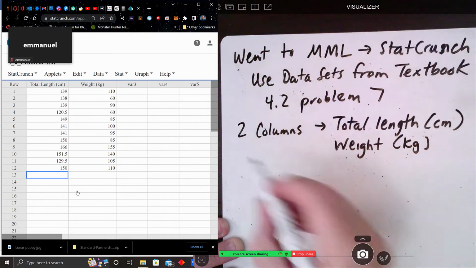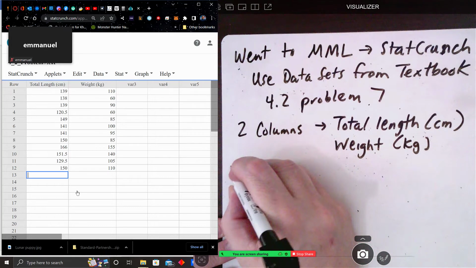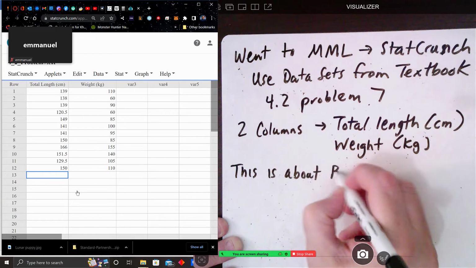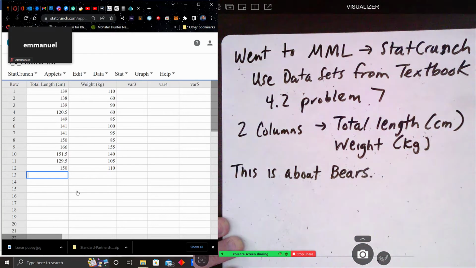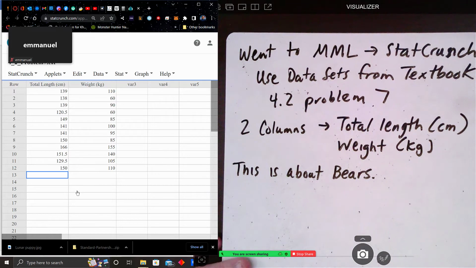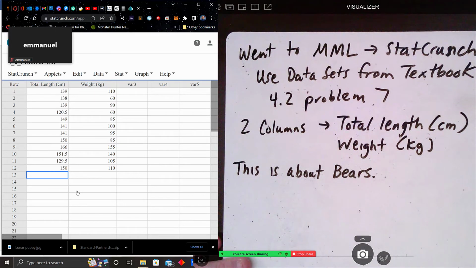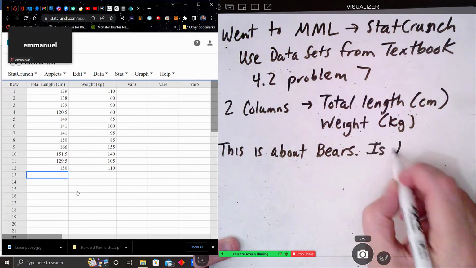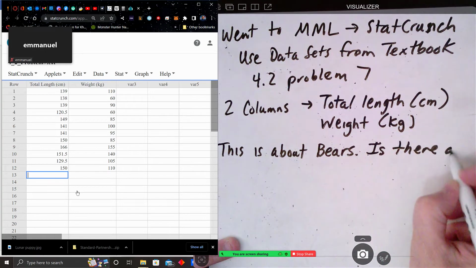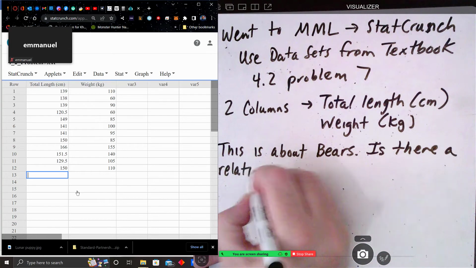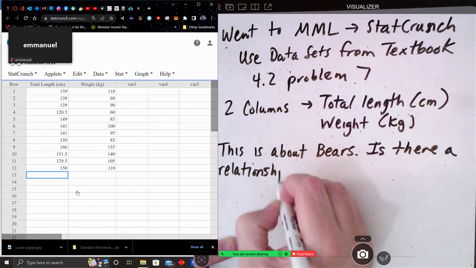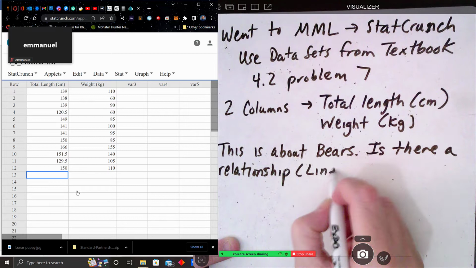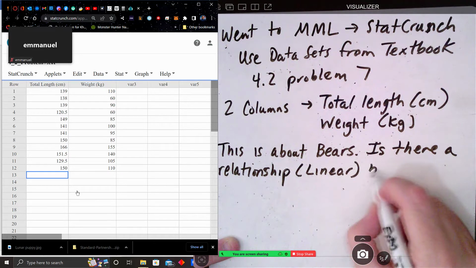This problem is about bears. I don't remember which type of bear, but it's about bears. And is there a relationship between length and weight? And maybe I should be more specific. Is there a linear relationship between length and weight?